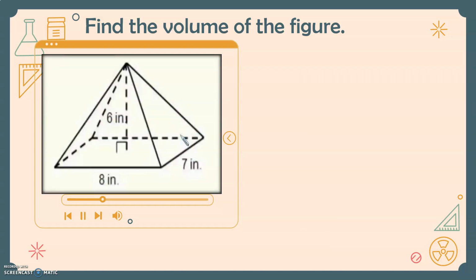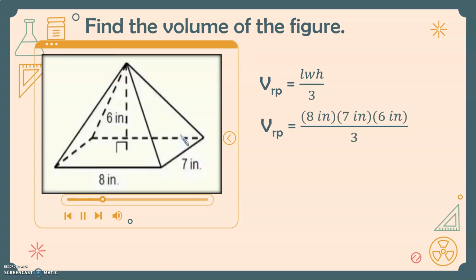Next, this time we are given a rectangular pyramid. So the formula that we will use is length times width times height divided by 3. Substituting the given information, we'll have 8 inches times 7 inches times 6 inches divided by 3. And that will be equal to 336 cubic inches divided by 3, which is equivalent to 112 cubic inches.